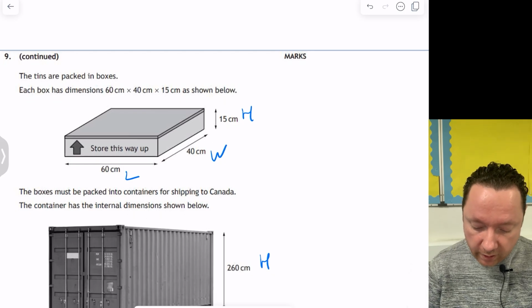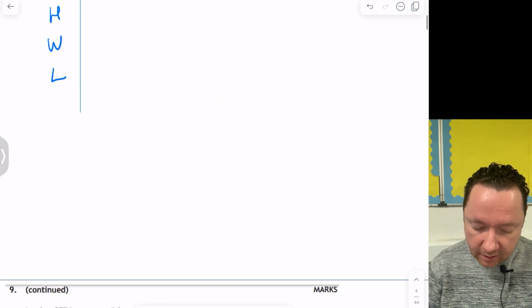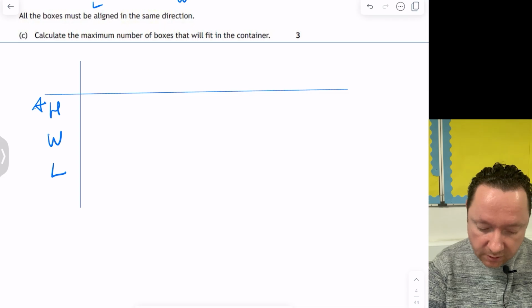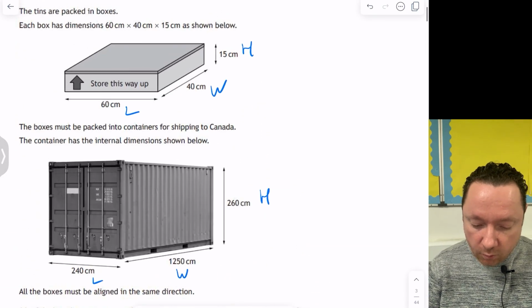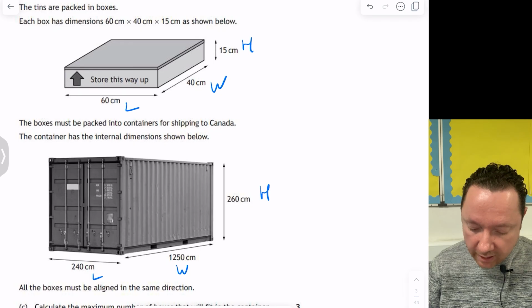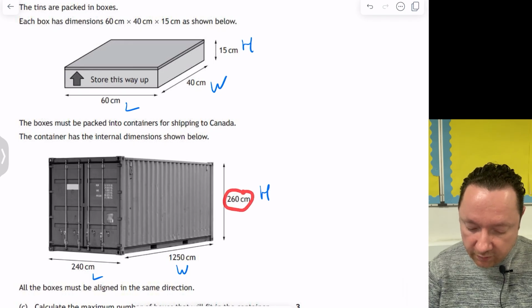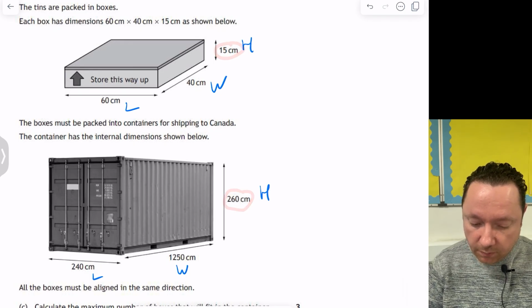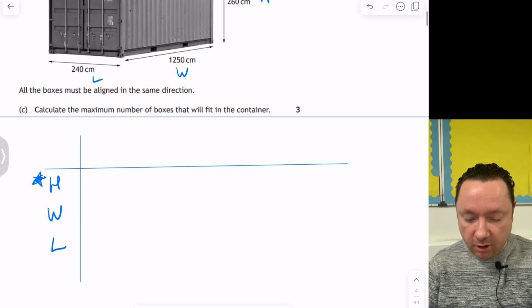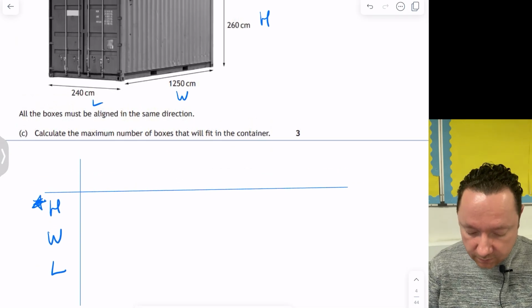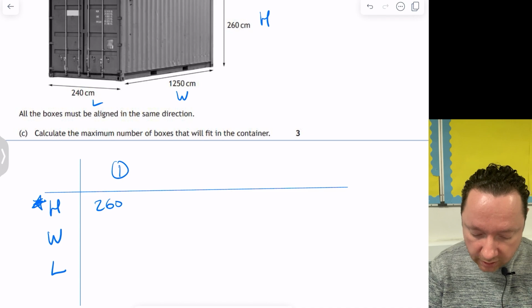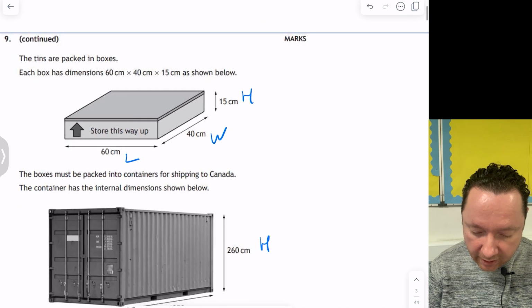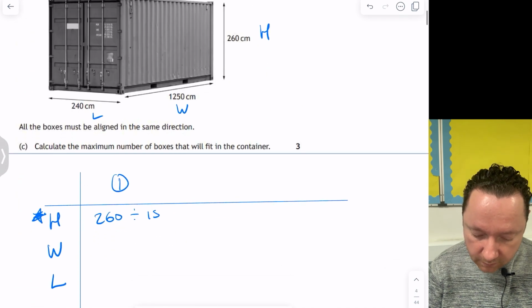have to store it this way up, the height. So the height is my fixed position. So I'm just going to put a little mark there to show that. And what you always do is you take one of the numbers and just divide it by the other number. So I'm going to do height divided by height first because that makes sense. So option 1, I'm going to do 260 divided by the height of 15.